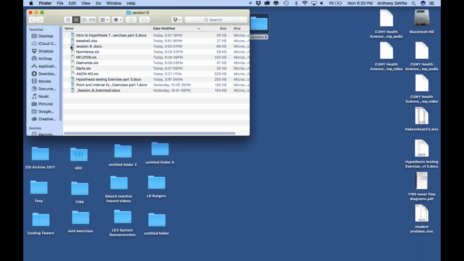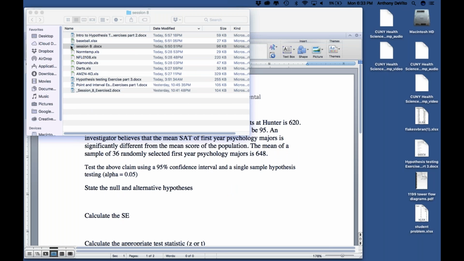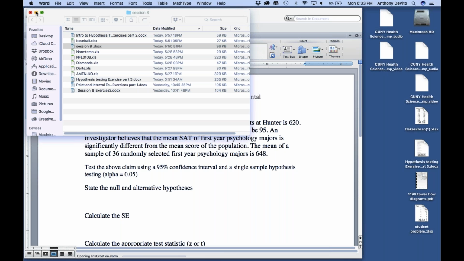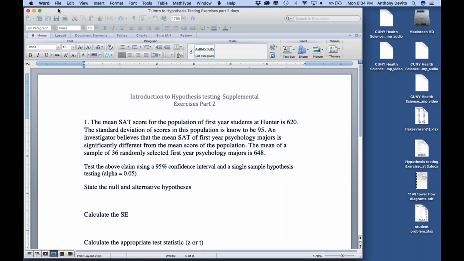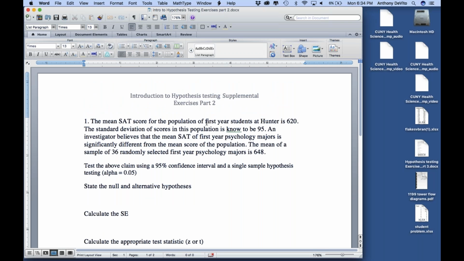I uploaded a new document to Blackboard called session8.docx, a Word document, kind of an accumulation of the other three documents. I picked and chose some specific examples that we can work through. I'm going to open that, and when it opens up, I'm going to start working on it. Before we do that, I just want to introduce the whole idea.